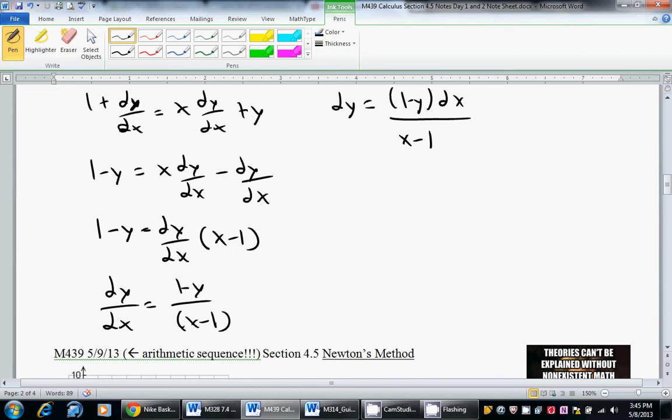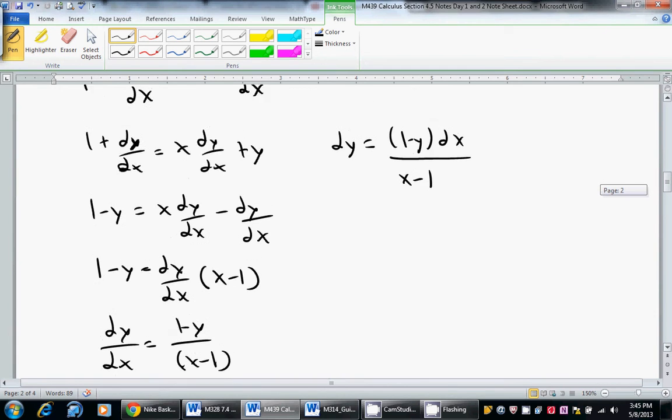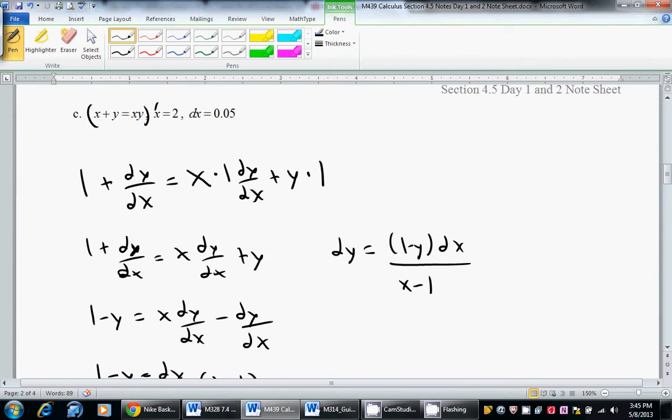Okay. Now, I want to evaluate dy. Okay, if I look back up at the problem here, I'm given a specific x coordinate. x is 2, dx equals 0.05. Okay, however, my dy here has a y in it. So the first thing I need to do is figure out what the y value is when x is 2. So let me take 2 and plug that into my function over here.